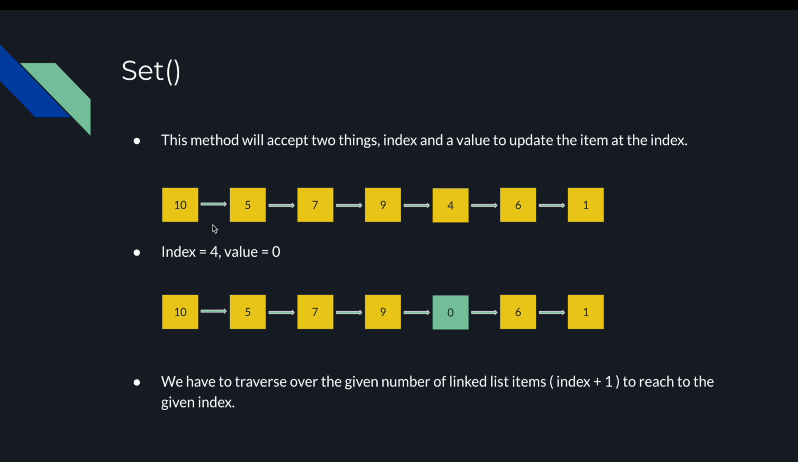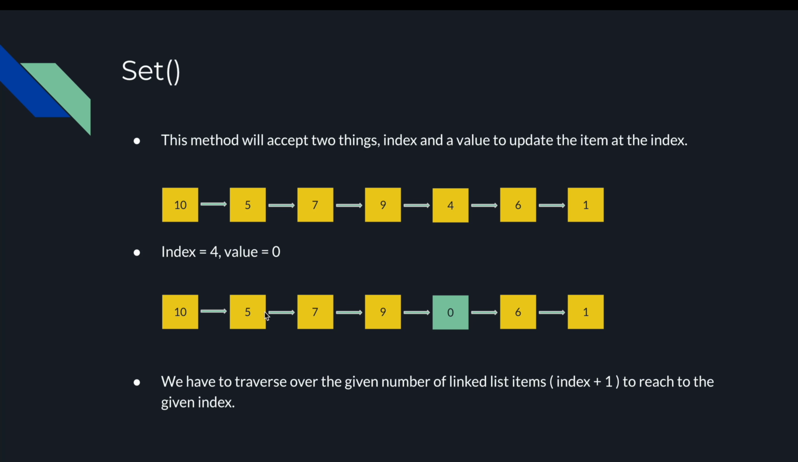For example, let's say this is our given linked list and we want to update the value of the item that is present at index 4 to 0. Now if we count the indexes 0, 1, 2, 3 and 4. So this is the desired node whose value we want to update, right? Previously this node had value 4 and after updating it will become 0. That's it. That's your set method.